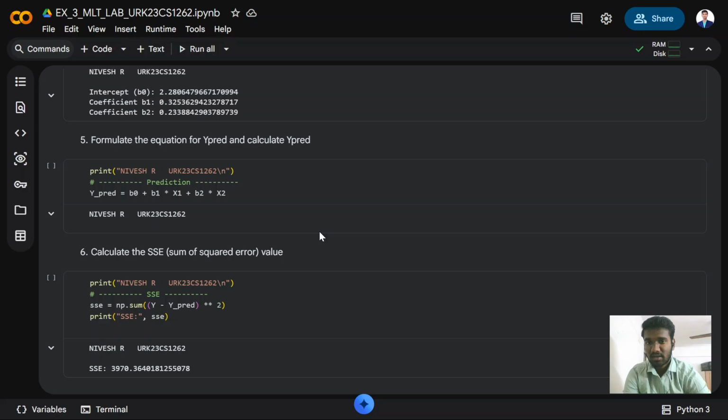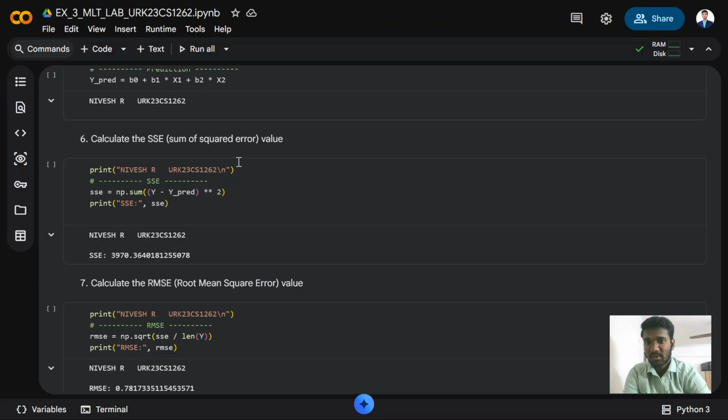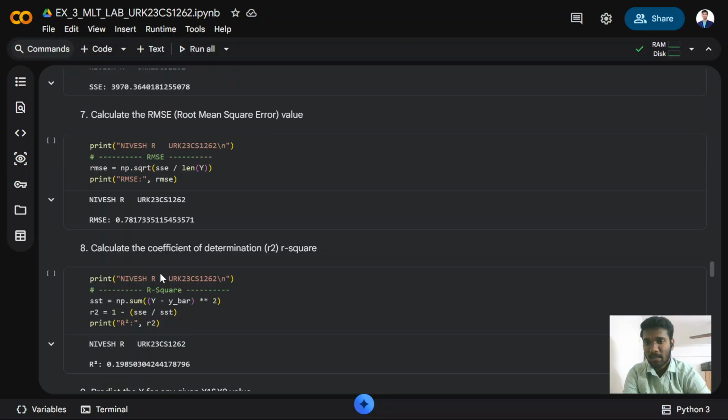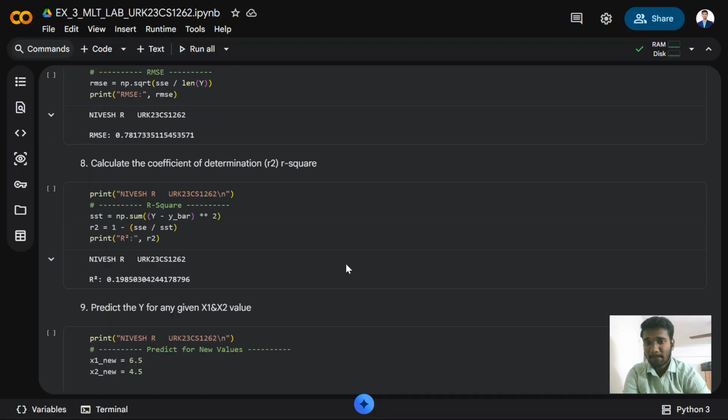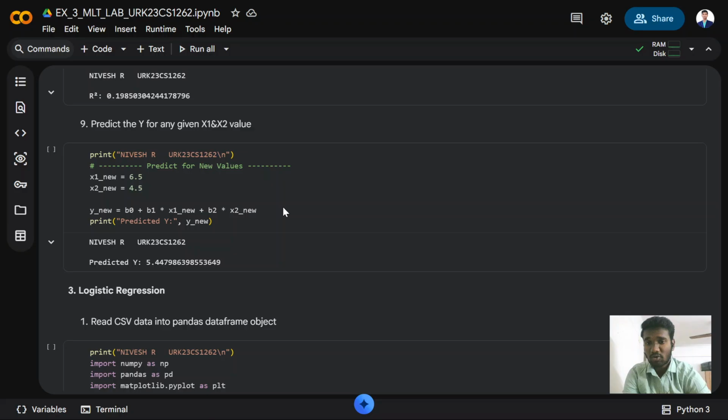Then second question, calculating the SSE. The same formula is used here also. Then calculating the RMSE. Then we are predicting the new value. New input values are x1 equal to 6.5, x2 equal to 4.5, and we are getting predicted y values. Then we are going to logistic regression.